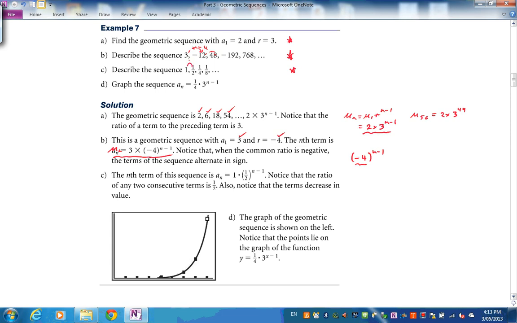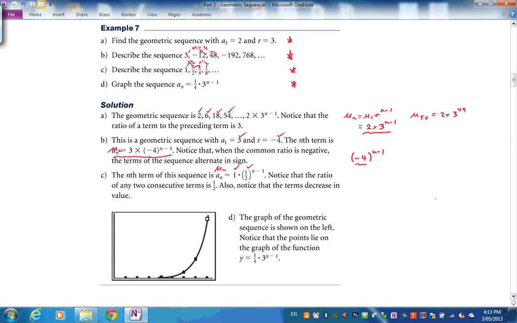1 to a half, you're multiplying by a half, multiply by another half, you get a quarter. So it looks here as if mu(n) is the first term 1 by the ratio to the n take 1. Okay, so the terms are going to decrease, so they're going to get smaller and smaller. Okay, and the final one is to draw a graph of a quarter times 3 to the n take 1.